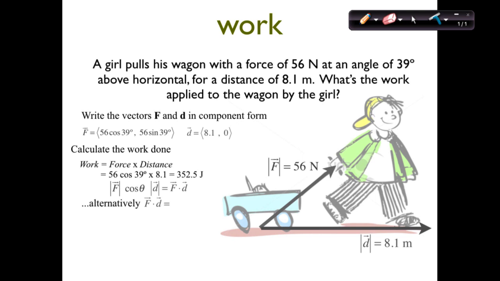So go back and do it the old way, right? Let's do it the old way, where you multiply components and add. What will happen? Look, if you multiply the x components, multiply the y components and add, what do you get? Same thing, right? You get the 56 cosine 39 times the 8.1 plus 0.